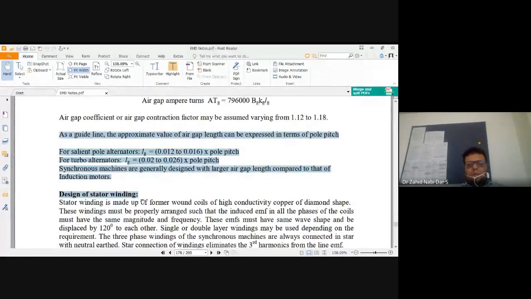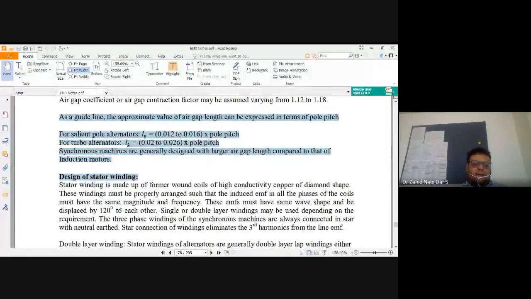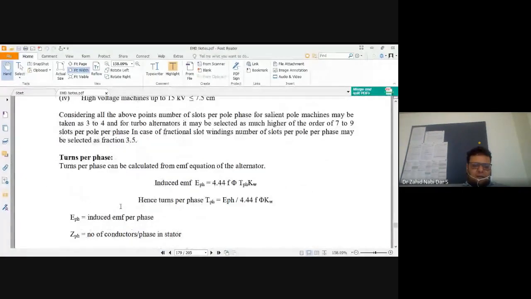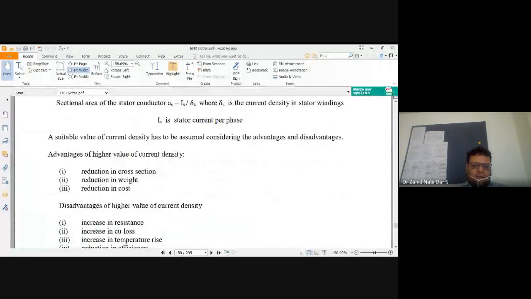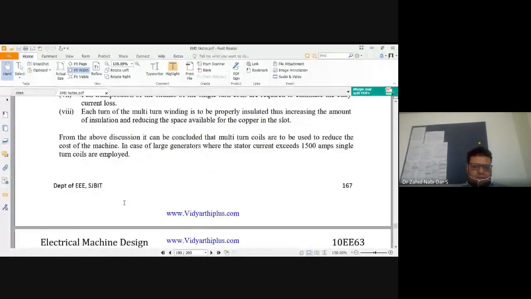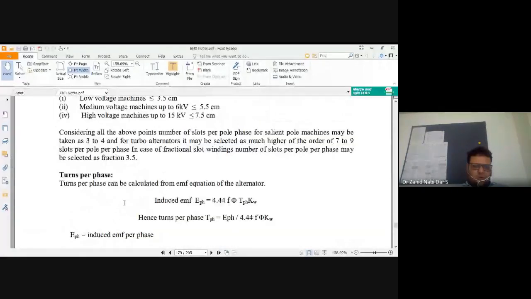So how do you go about the design of the stator winding, what type of winding we will take, and the number of slots, which we are inducing, turns per phase, and we'll be seeing some advantages and disadvantages. So let's go about it.